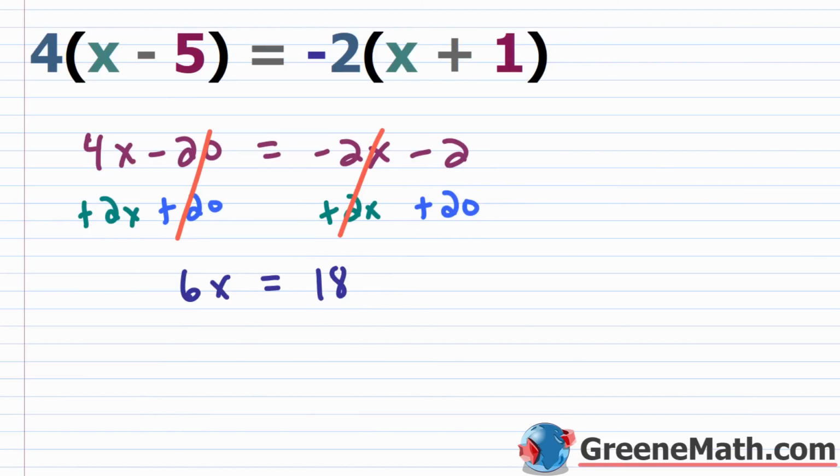Okay, again, once you get into this format, it's really easy. I see that 6 is multiplying x. So to get x by itself, I divide both sides by 6. And I end up with this canceling with this. And I get x is equal to what? 18 divided by 6 is going to be 3. So x equals 3 is my solution.